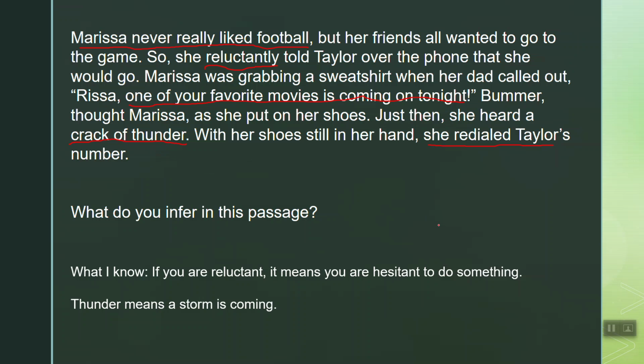Keep practicing your inferencing, and remember to be a good reading detective. Take your knowledge, match it with clues from the text, and make good inferences.